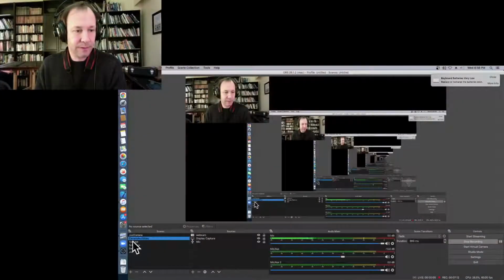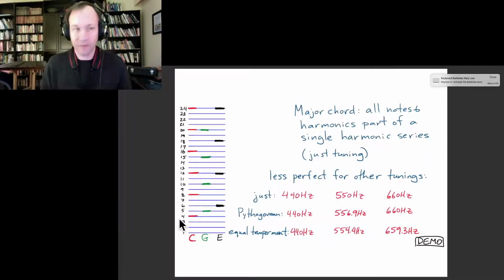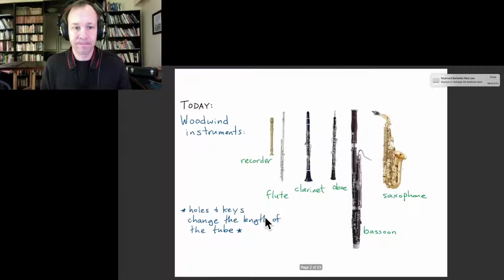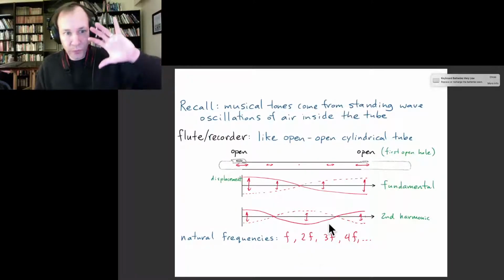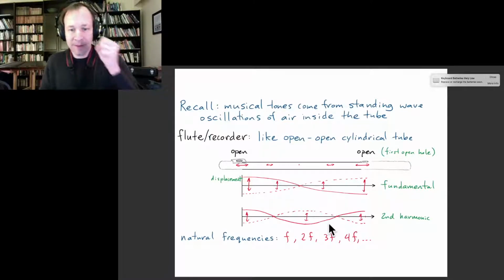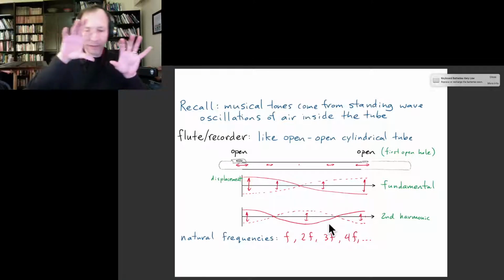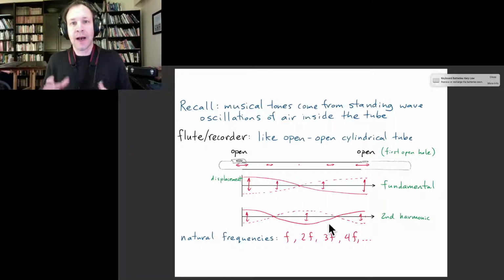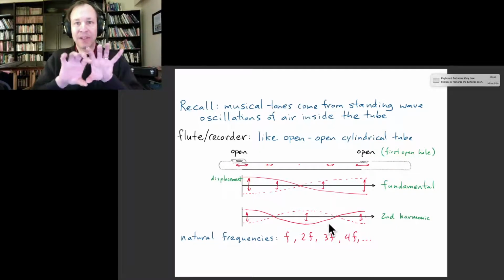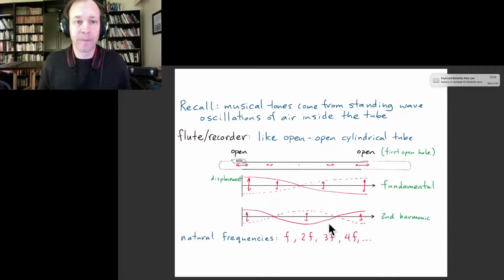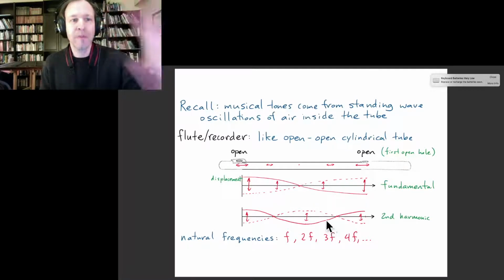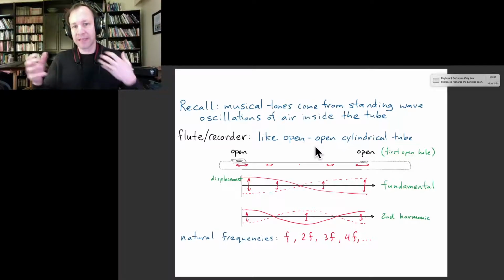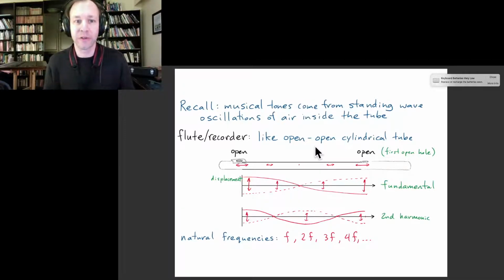Okay. All right, so let's talk about why these instruments are so different from each other in terms of the sound. Turns out that the flute family, the clarinet, and then the saxophone, oboe, and bassoon are, in a sense, three different groups, which differ quite a bit in the basic physics of the tube. You remember that the musical tones ultimately come from standing wave oscillations of air inside the tube.